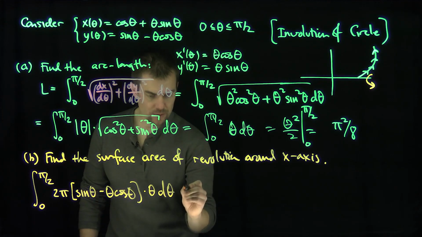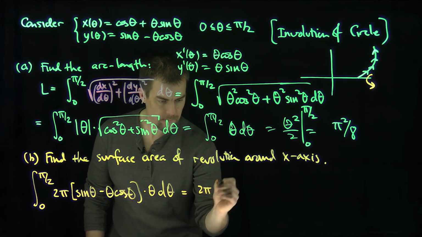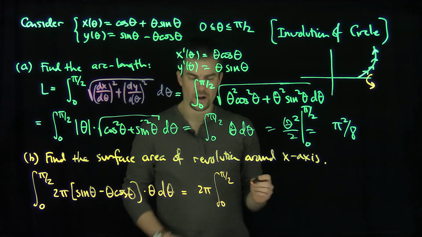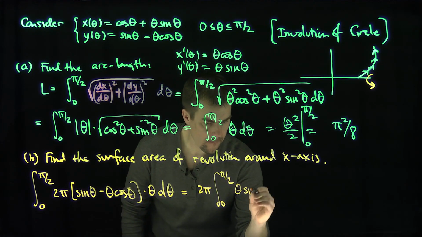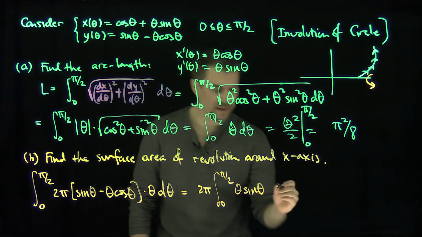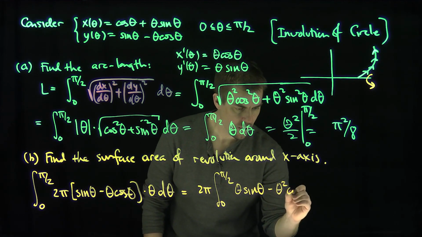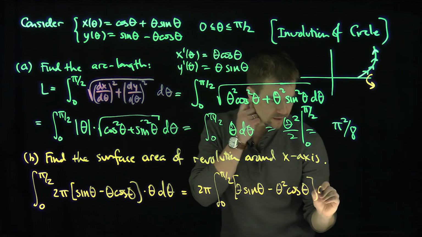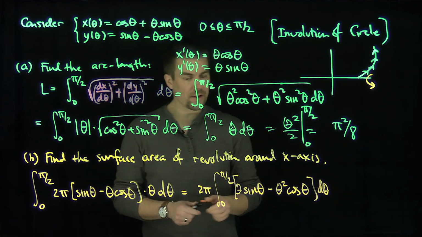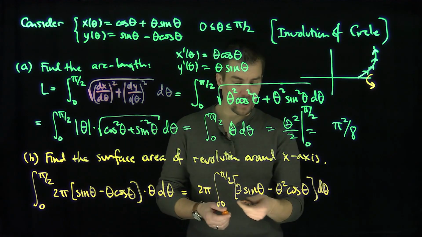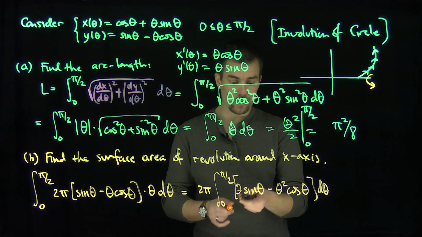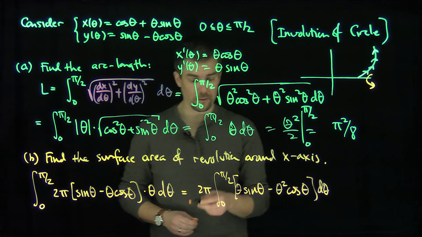And so this simplifies to 2 pi times the integral from 0 to pi over 2 of theta sine theta minus theta squared cosine of theta, d theta. And then this integral can be evaluated by doing a couple integrations by parts in a row. So that's a good Calc 2 exercise, to go back and do the integration by parts and find out the exact formula for the surface area.